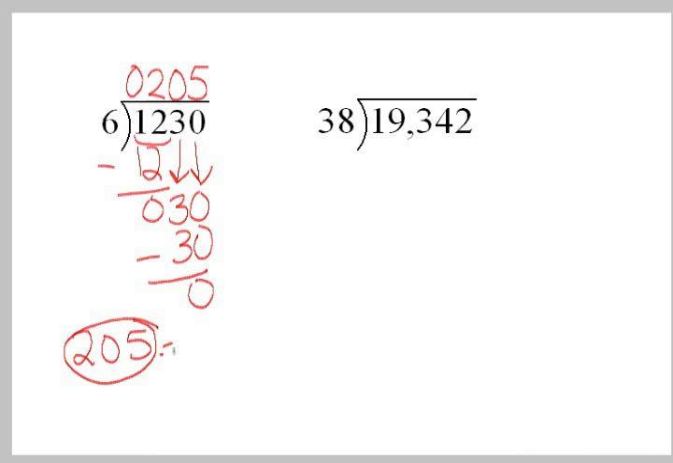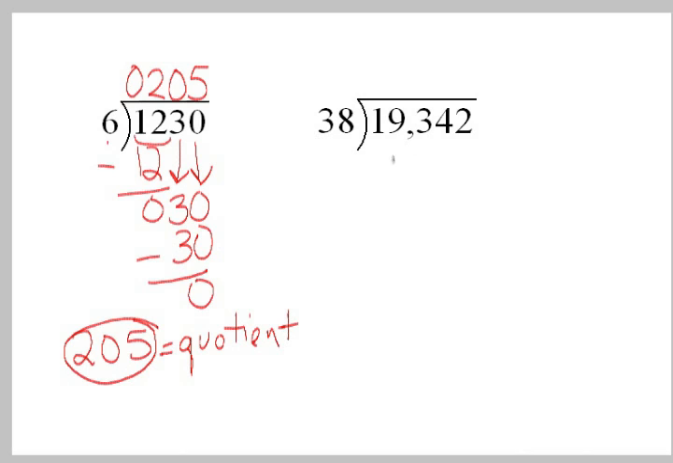Okay, the answer of a division problem is also called the quotient. We can always check to see if we have the correct answer by taking the answer, 205, and multiplying it by 6, and we should get 1230.